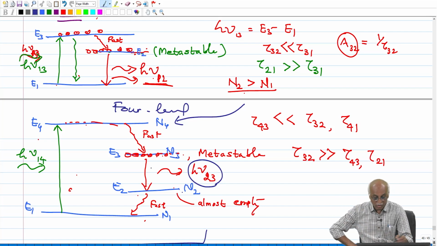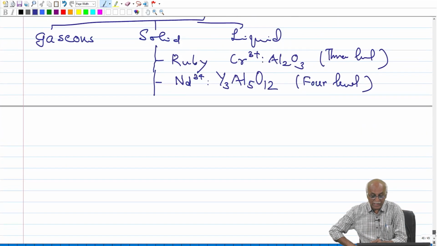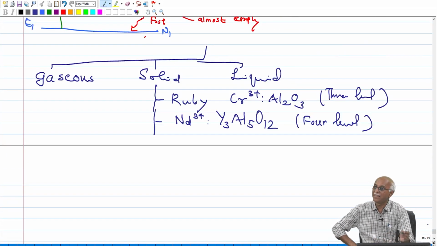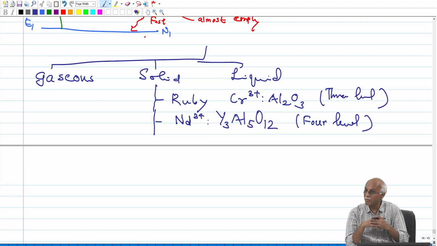So, a 4 level system is quite effective, easy to achieve and efficient. Neodymium YAG survived, while ruby is slowly being phased out as a laser; now very few research teams might be using it, mostly it is the neodymium YAG laser. Like this, there are various other solid state materials that allow such transitions.